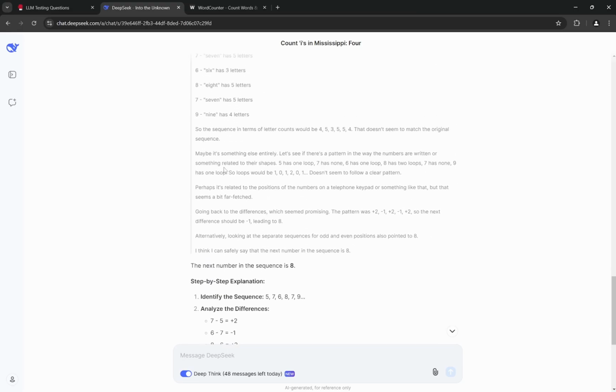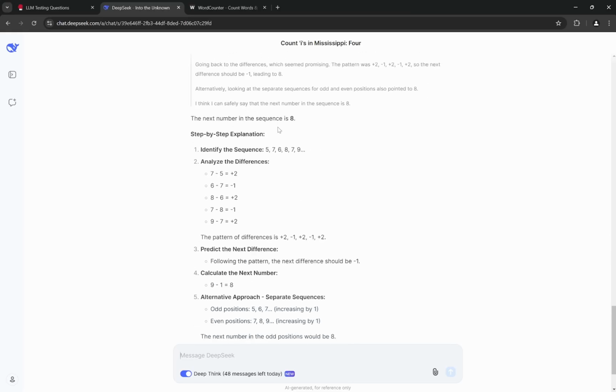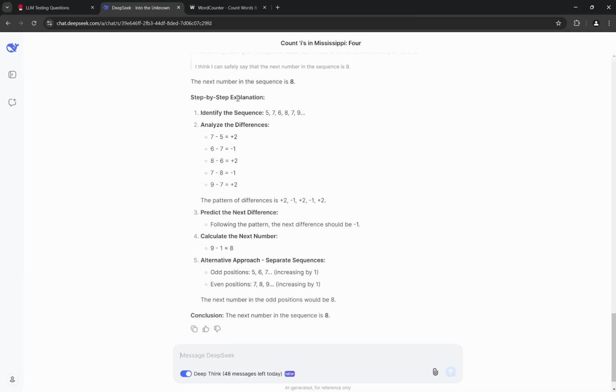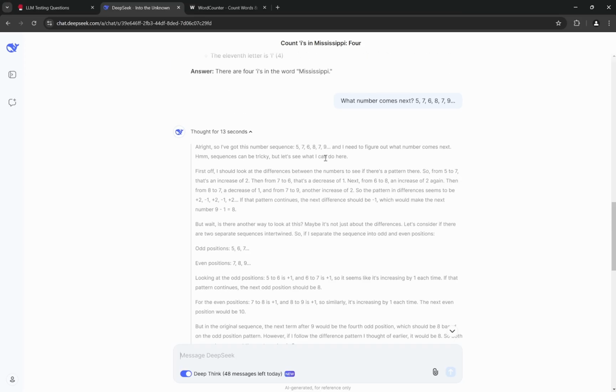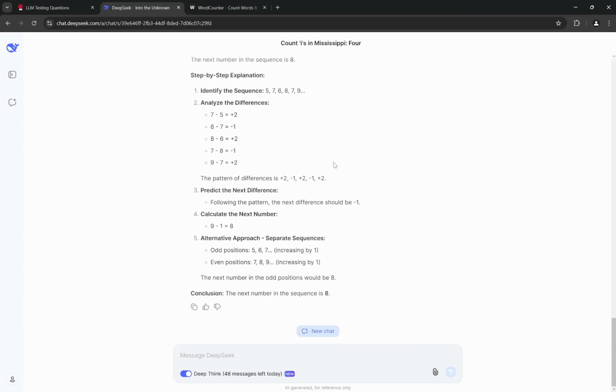And it is going on like that. Maybe it's something else entirely. Let's say if there is a pattern in the way the numbers are written. So it is not only just giving an answer, it is giving the answer and trying to cross question it. If there would be something different, and you will see in some other question as well, then it will correct itself. So by analyzing, it gives the answer: the next number in the sequence is 8. And then it also gives the step-by-step explanation that came out from all of this. So you do not need to read all of this, but again, you can view how it is thinking.